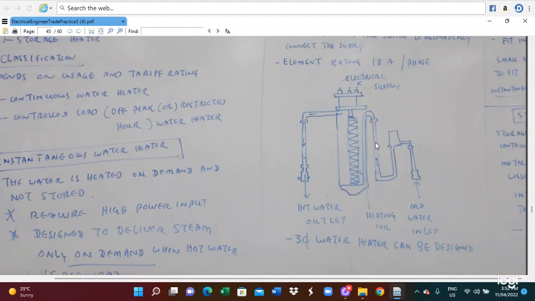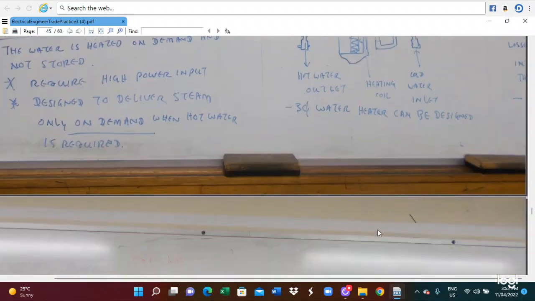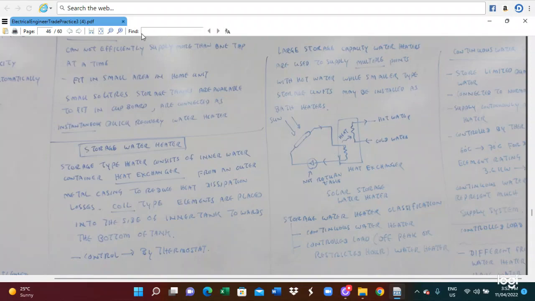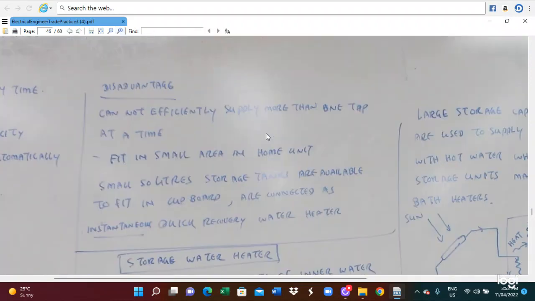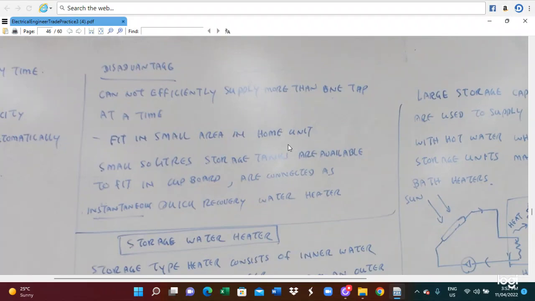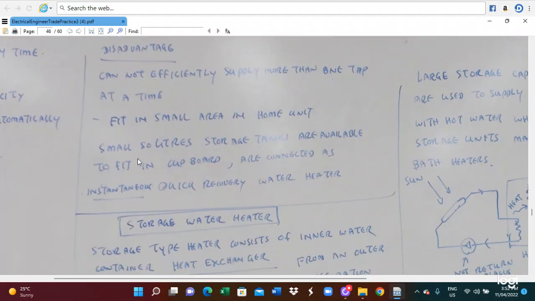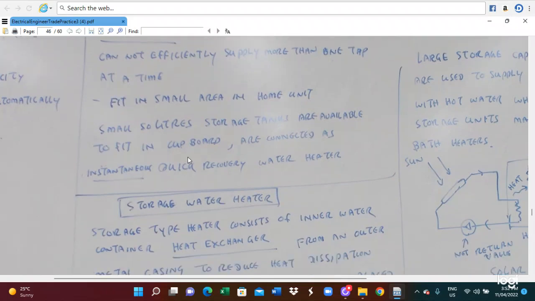So this is the connection and construction of the three-way hot water heater system. For the outlet, this is the heating coil. This is the cool water input, and this is the electrical supply. So this type of water heater can also be designed as three-way. The advantage is that it cannot efficiently supply more than one tap at a time, and it fits in a small area of the whole unit. Some 50 liter storage units are also available to fit in the cupboard. They are connected as an instantaneous quick recovery water heater.